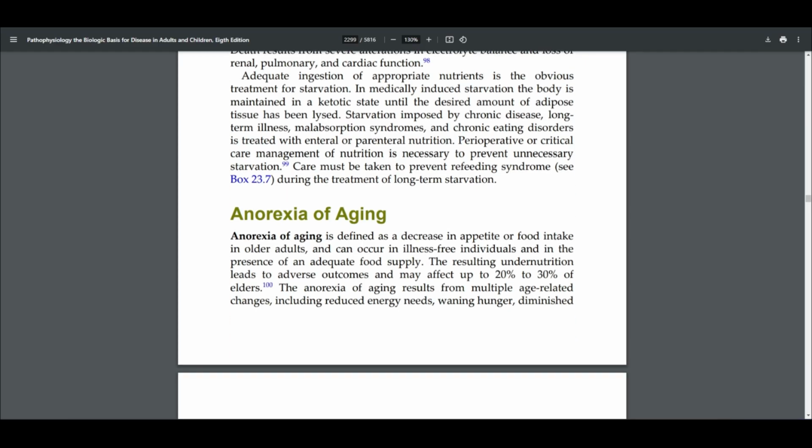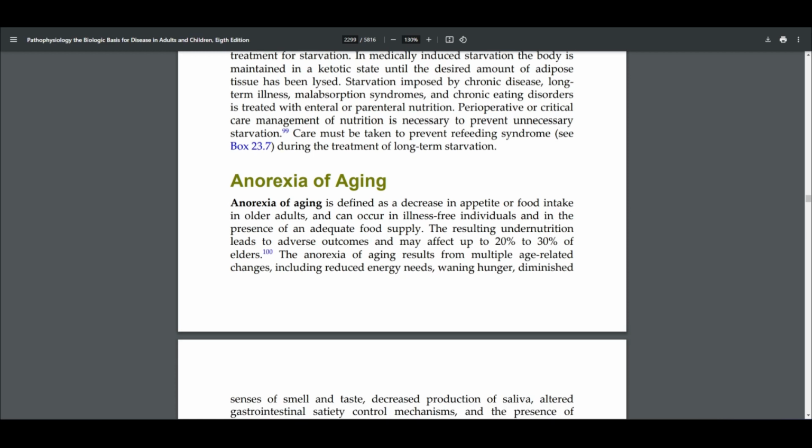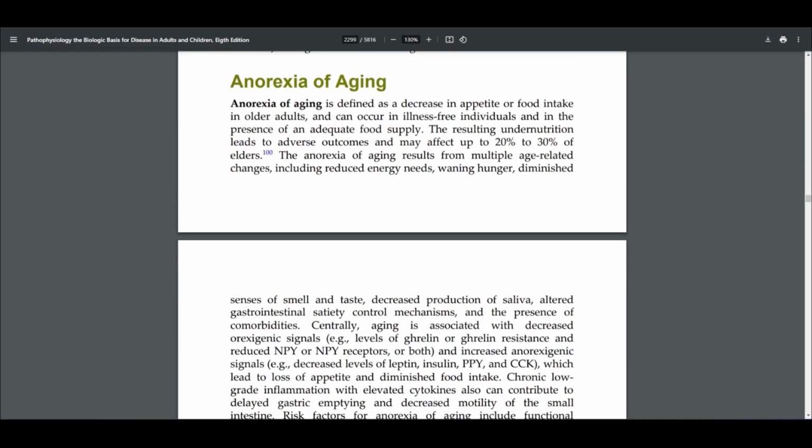Adequate ingestion of appropriate nutrients is the obvious treatment for starvation. In medically induced starvation, the body is maintained in a ketotic state until the desired amount of adipose tissue has been lysed. Starvation imposed by chronic disease, long-term illness, malabsorption syndromes, and chronic eating disorders is treated with enteral and parenteral nutrition. Perioperative or critical care management of nutrition is necessary to prevent unnecessary starvation. Care must be taken to prevent refeeding syndrome during the treatment of long-term starvation.